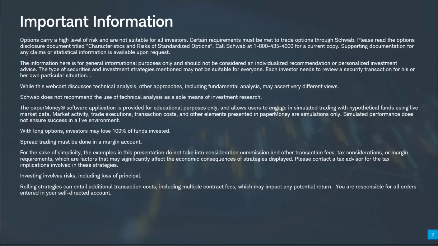But before we get started, let's hit some of those important disclosures here. So options carry a high level of risk and are not suitable for all investors. The information that we're going to cover is for general, informational, educational purposes only, should not be considered any type of recommendation or advice. And we are going to use the Paper Money software application. Keep in mind that there are some differences between Paper Money and Live.